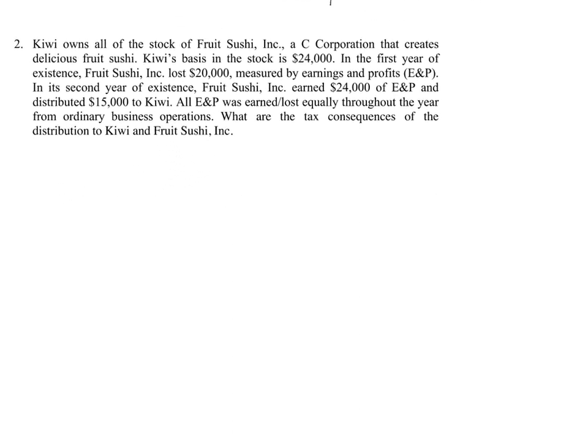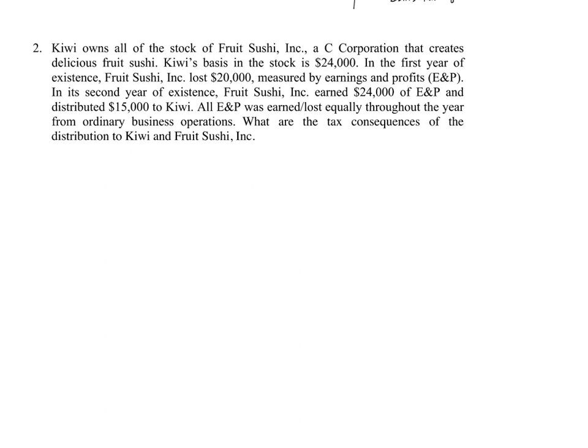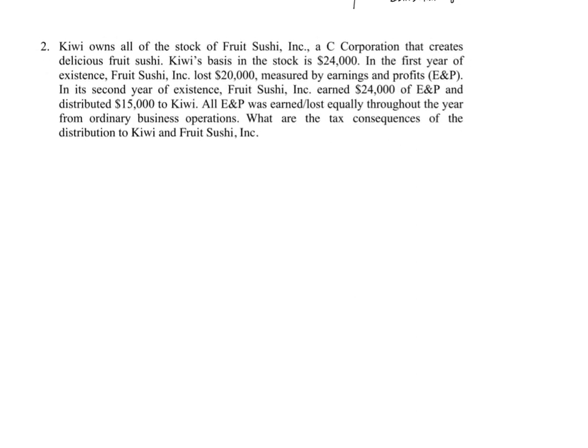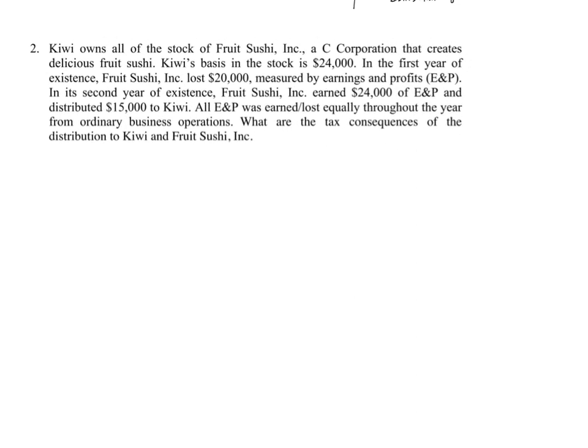Okay, number 2. So number 2, we're continuing on. Now we're going into year 2. Year 1 changes. So again, all these are independent, but the same idea. So year 1, we have a $20,000 loss. Right, first year, a $20,000 loss. Second year, we've got $24,000 of E&P, and we distribute $15,000 to Kiwi, earned equally throughout the year.